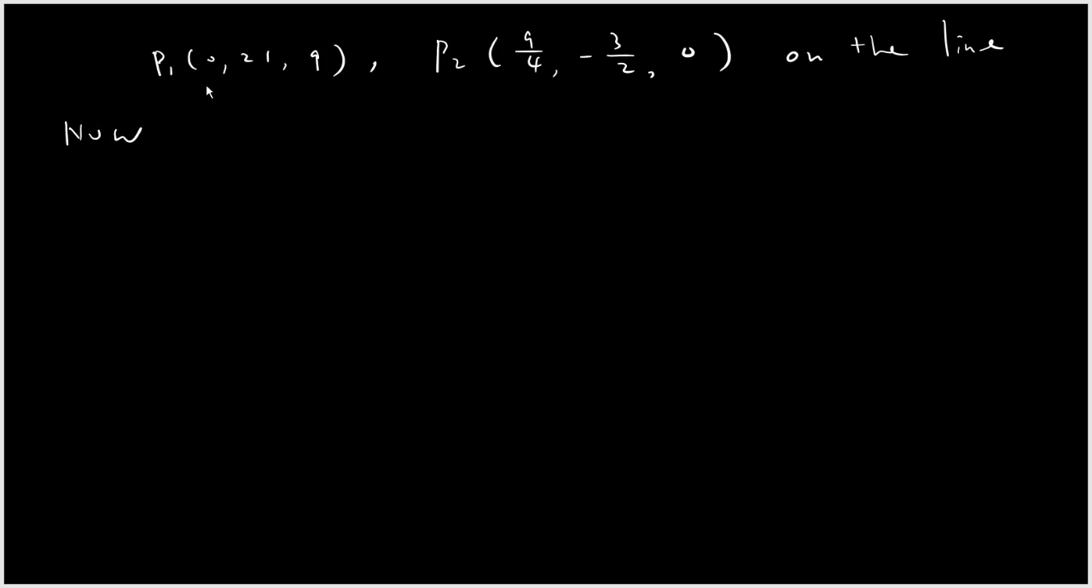Okay, now we can take, so maybe the vector P1P2, the vector with the initial point of P1 and terminal point of P2 as the direction vector, as a direction vector.